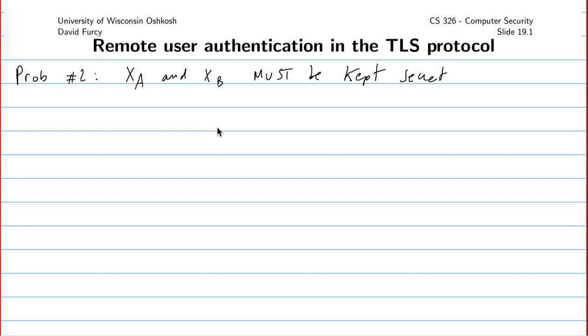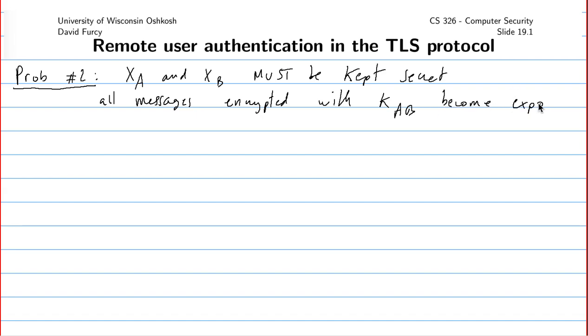What are the consequences? Well, the consequences are pretty severe in one sense, because once, say, x sub A is revealed, then all messages encrypted with the shared key K sub AB become exposed. They can be decrypted by the attacker. So in other words, accessing the private key would be tantamount to undoing the encryption algorithm or breaking it.